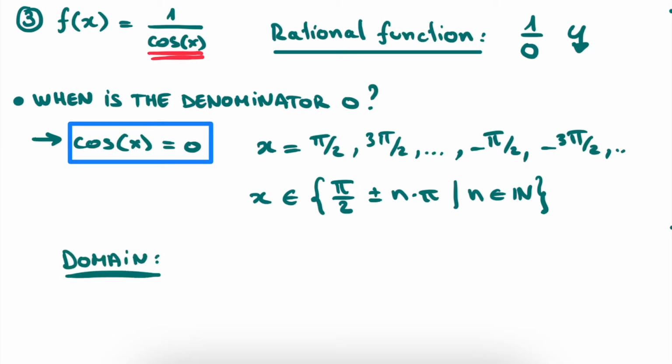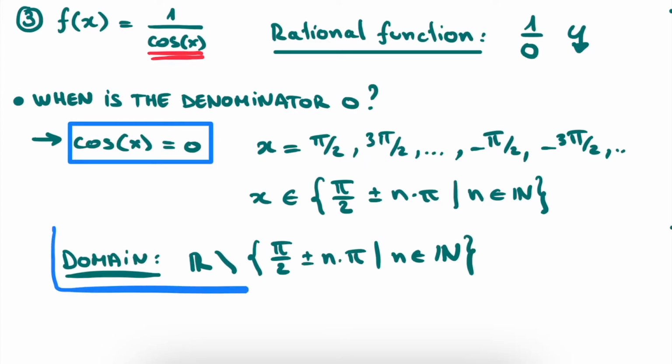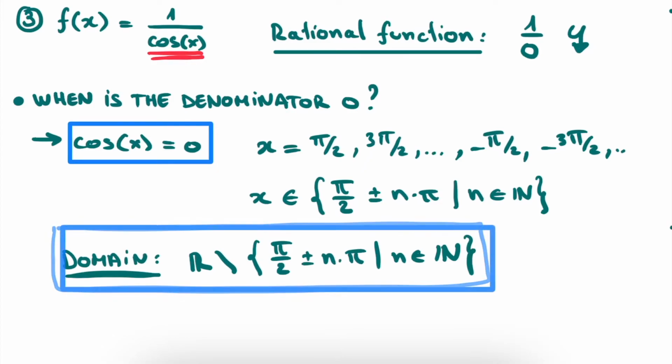Therefore, we know that the domain of this function will be all of the numbers except for this set that we found right here. So the set of pi over 2 plus minus a natural number times pi, with this natural number being, well, a natural number. And this will be the solution for this exercise. These are all the numbers, so most of R, such that this function returns a valid number.